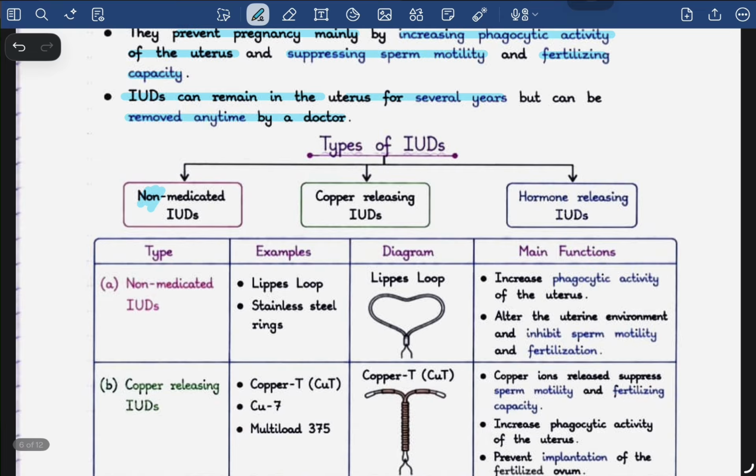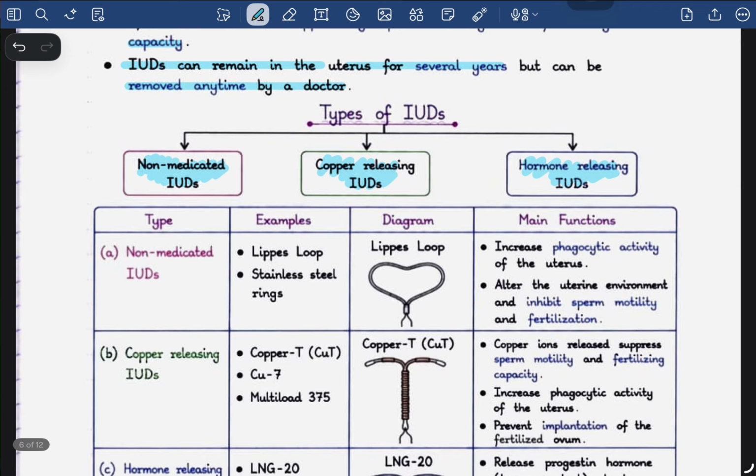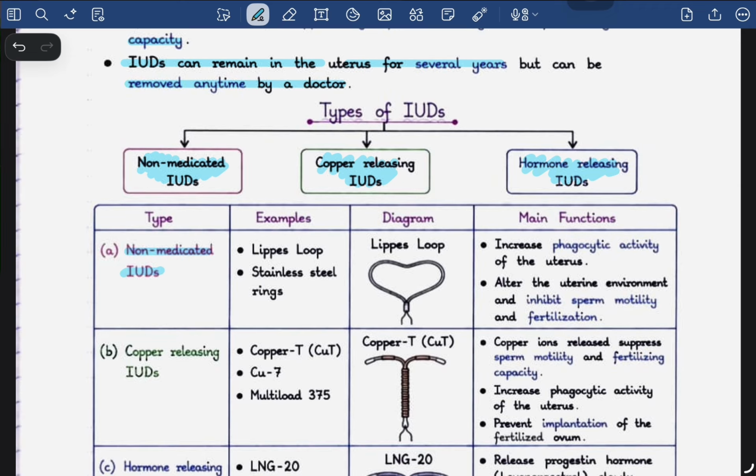There are three different types of IUDs. One is non-medicated, one is copper releasing, and the other one is hormone releasing IUDs. So the non-medicated IUDs, examples are Lippes loop, stainless steel rings.